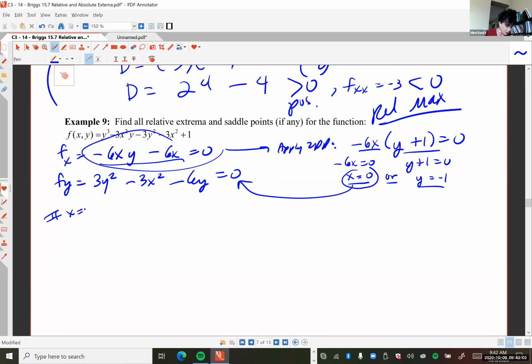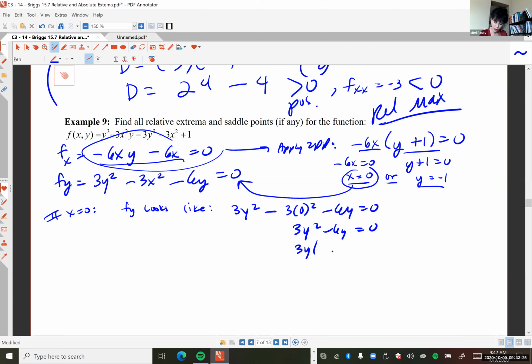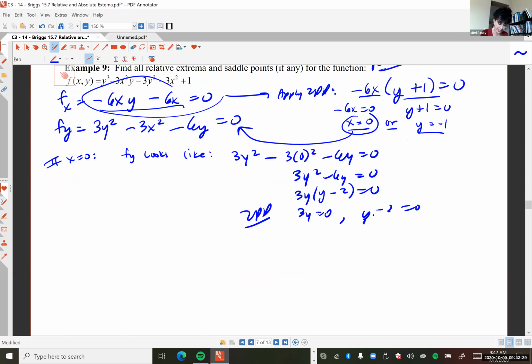So if x is equal to 0, then your fy looks like, oh my goodness, 3y squared minus, and when you substitute 0 in place of x, you get 3 times 0 squared, minus 6y equals 0. But then this just looks like 3y squared minus 6y equals 0. Okay, fine. And when you pull out the 3y, you get y minus 2. Now you use the ZPP again, and that says 3y equals 0 or y minus 2 equals 0, or maybe they both do. Okay, fine. So y equals 0 or y is equal to 2.